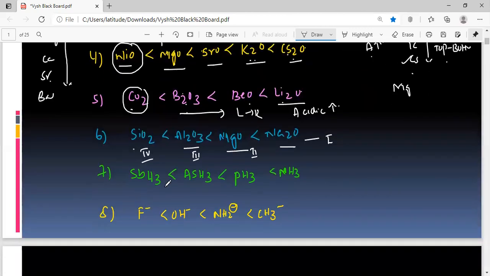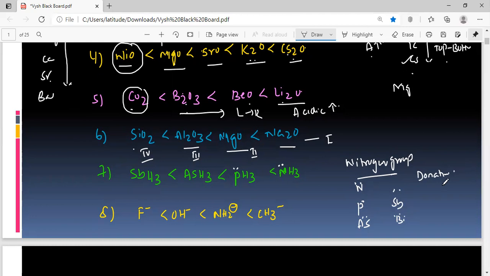Coming to the next one, SbH3, AsH3, PH3 and NH3, basic character. All these are the nitrogen group elements: nitrogen, phosphorus, arsenic, antimony and bismuth. All these elements have one lone pair of electrons. Lone pair of electrons means donation of the lone pair of electrons, which is said to be the basic character. Donation of lone pair of electrons indicates that basic character will increase here. In this case, nitrogen has more basic character than antimony hydride.